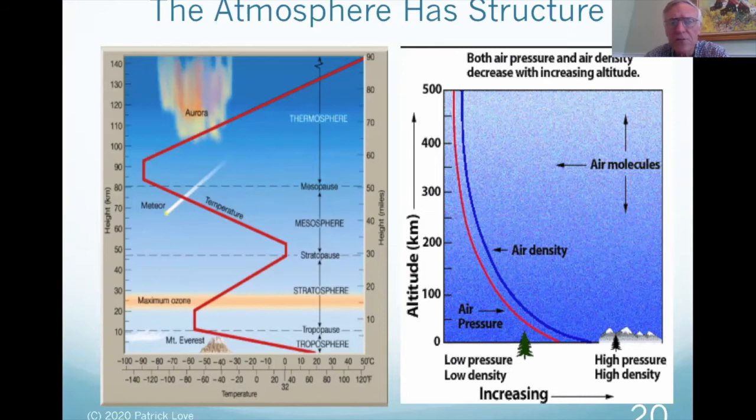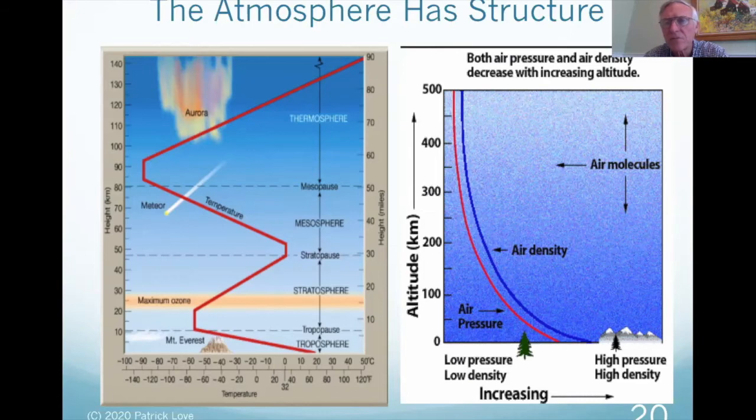And then the layers above that we don't really need to worry about. They're not going to be relevant for this course. They are called the mesosphere and the thermosphere, but we don't need to worry about them. What we need to say is that the troposphere goes up to about 10 kilometers, a little over 6 miles. Then the stratosphere takes over and goes up to maybe 50 kilometers, something like 30 miles.